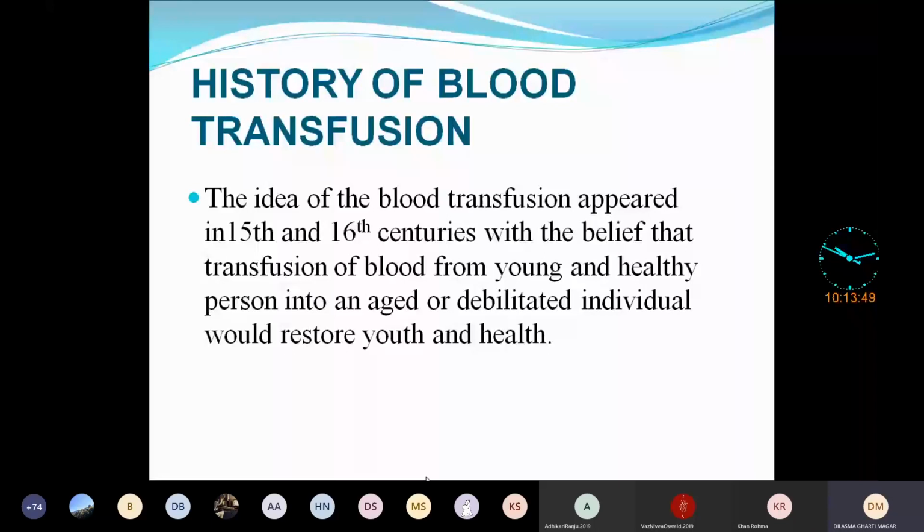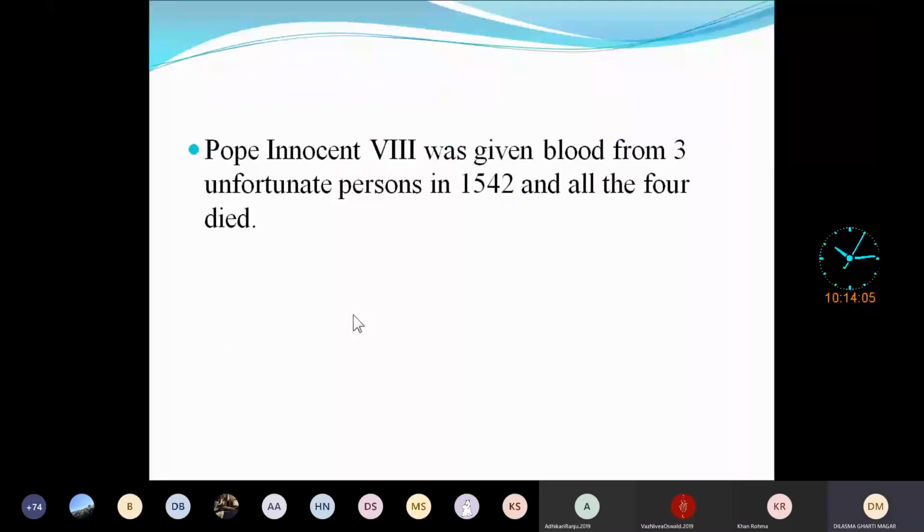So at that time it was thought that whenever a young and healthy person gave blood to an old or sick person, they would become healthy and young. Understood? So it came with that idea. So in those years, in 1542, Pope Innocent VIII was given blood from 3 unfortunate persons.